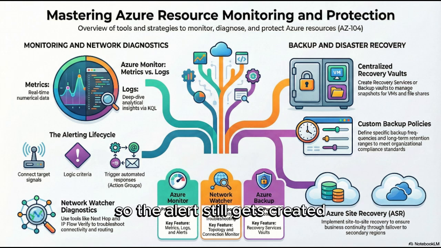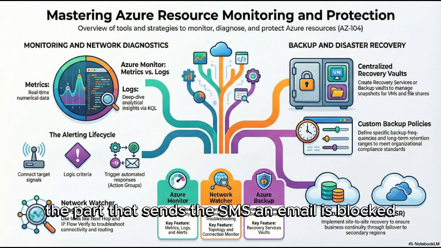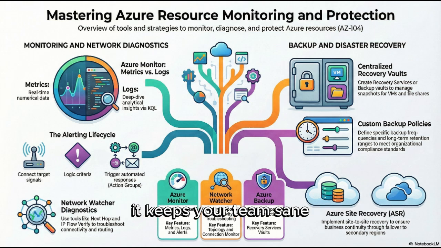So the alert still gets created, the record is there. Yes. For auditing, you can see it fired. But the action group, the part that sends the SMS and email, is blocked. It keeps your team sane and ensures that when an alert does come through, it's actually important.